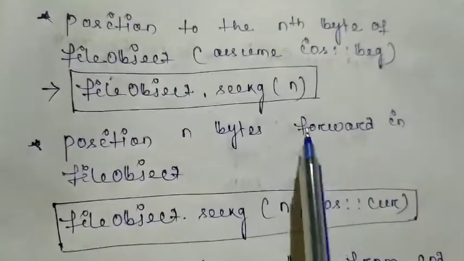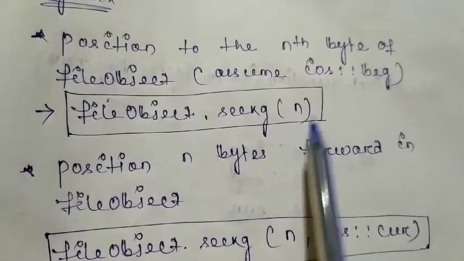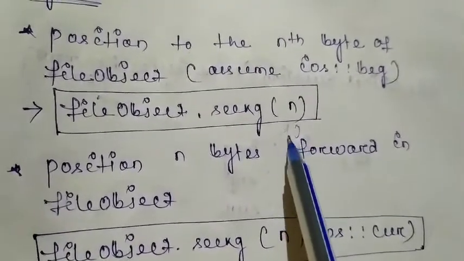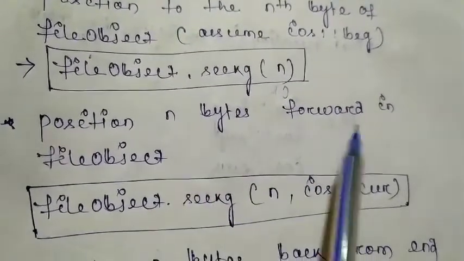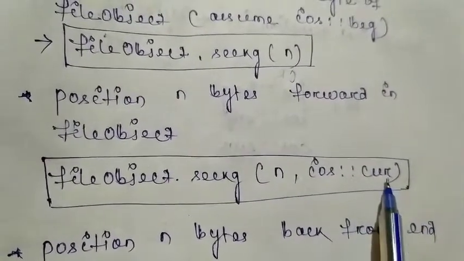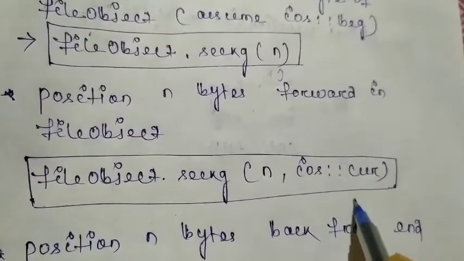Okay, so it will move the get pointer to the nth byte. Let's say I give 10, then it will go to the 10th byte. Then there is positioning n bytes forward in the file object. That means, what is the current position? Let's say first it is at the 10th byte. That means the current position is now 10.